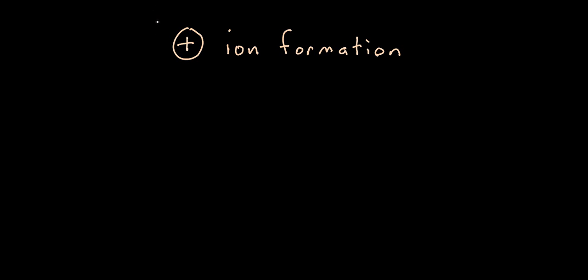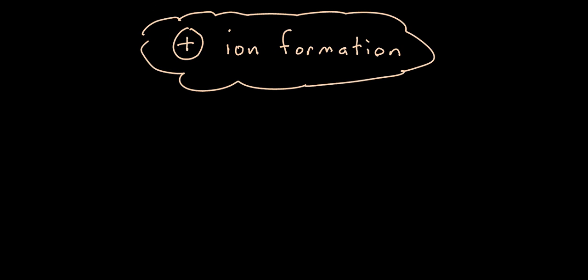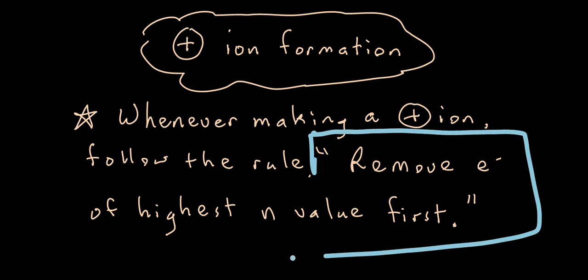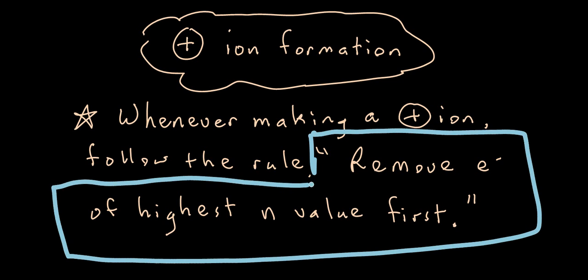The video episode we're going to work with today is going to focus on positive ion formation. Whenever forming positive ions, it's of benefit to follow the rule. Whenever making a positive ion, we always want to make sure that we remove electrons of the highest n value or energy level first.